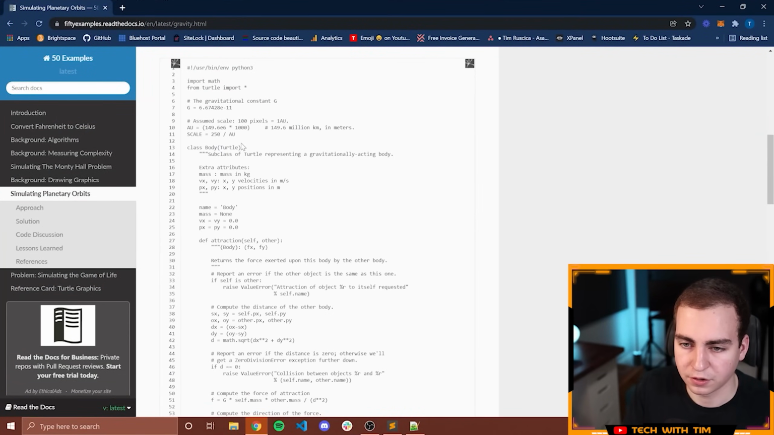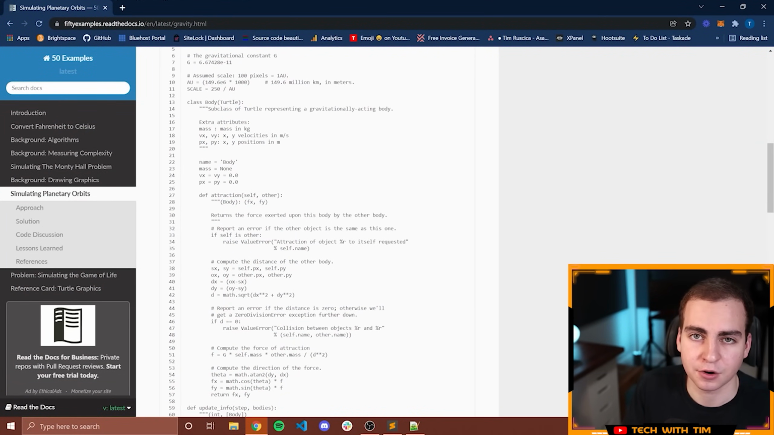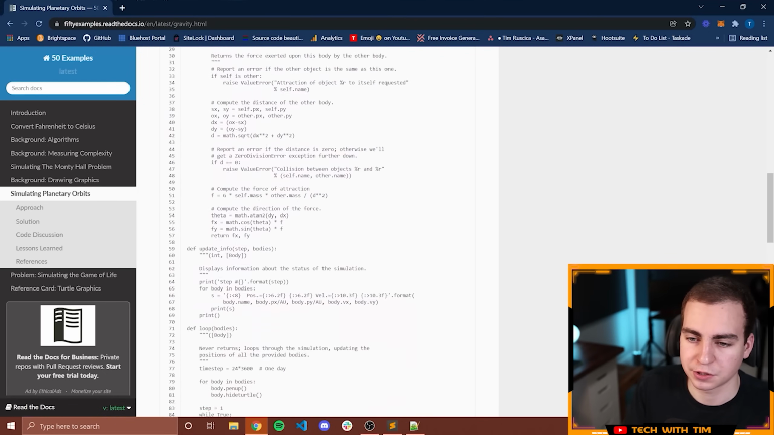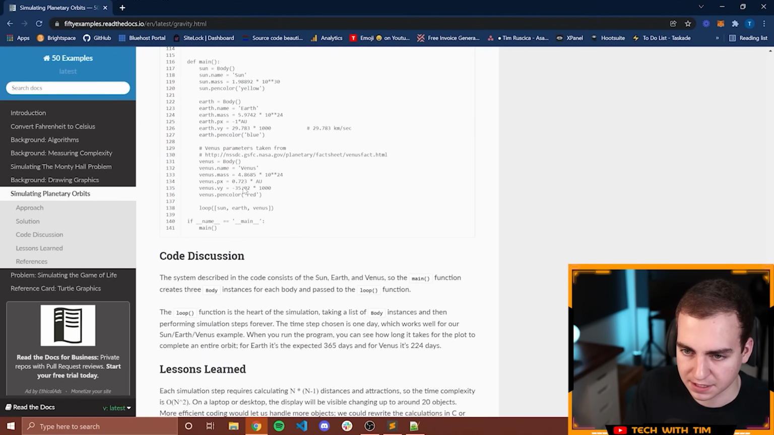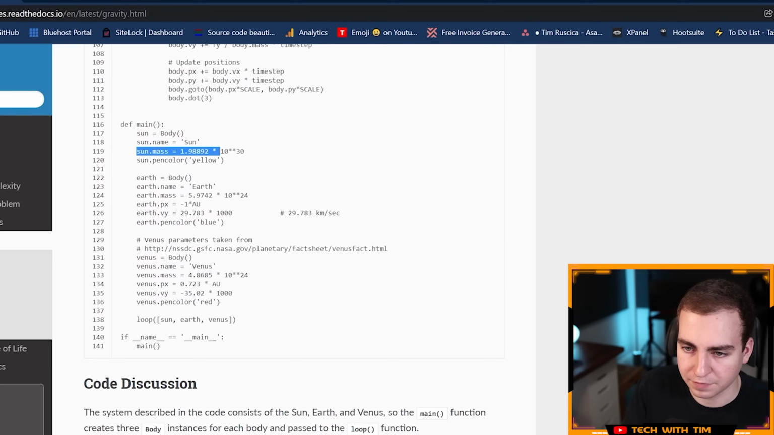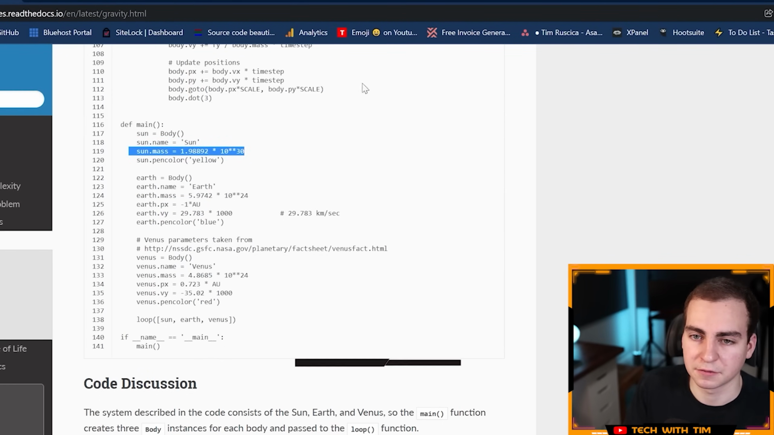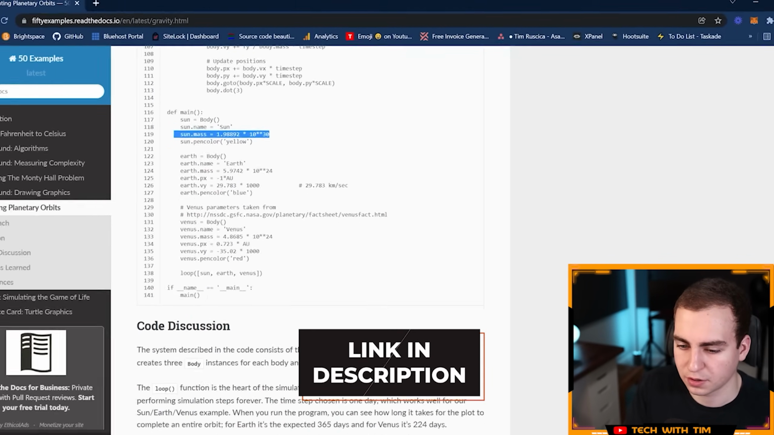So this is the article. I'll leave it in the description. But it essentially implements the same thing we're going to implement here in Turtle. Now, I didn't want to do it in Turtle because Pygame is a lot better and it's a lot faster. But if you look here, all the values that I'm using are just coming from here, right? So like the Earth mass, the Earth distance, -1 times AU, the sun mass. Just wanted to give credit to this article. I'll leave it in the description.